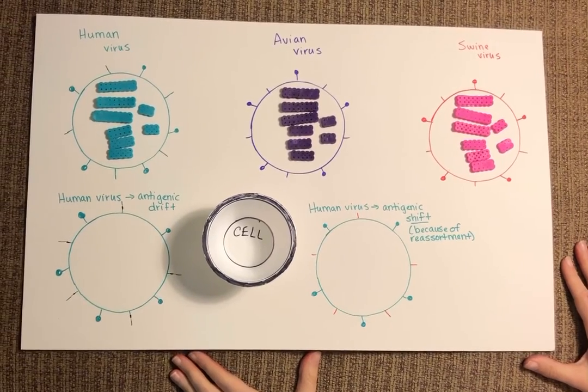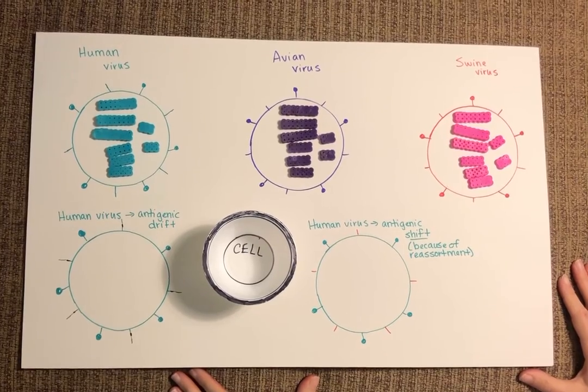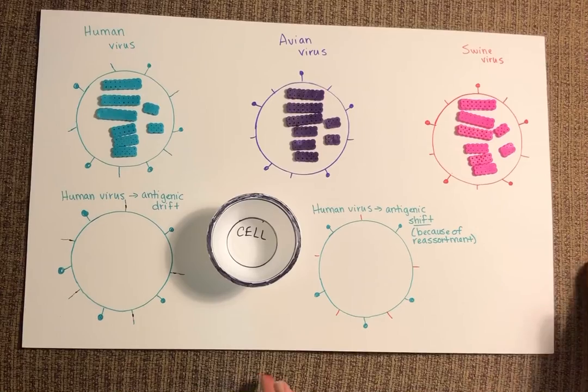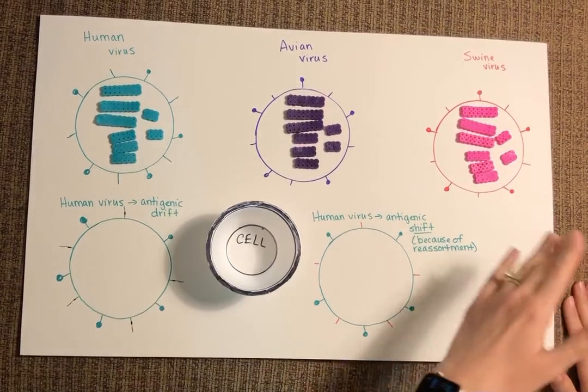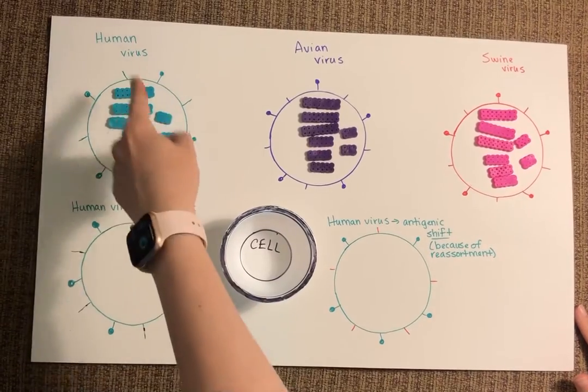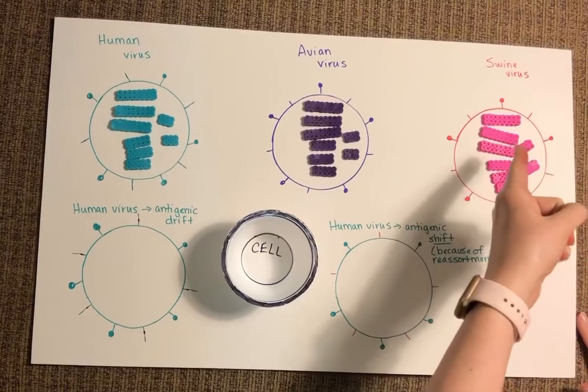Okay, so today I wanted to talk about the mechanisms of genetic diversity for influenza viruses. And so what we're going to talk about here is antigenic drift and antigenic shift. What I have set up for you are my arts and crafts influenza viruses. So I have a human virus, an avian or a bird virus, and then a swine or a pig virus.